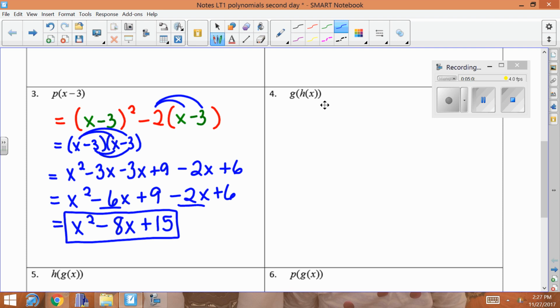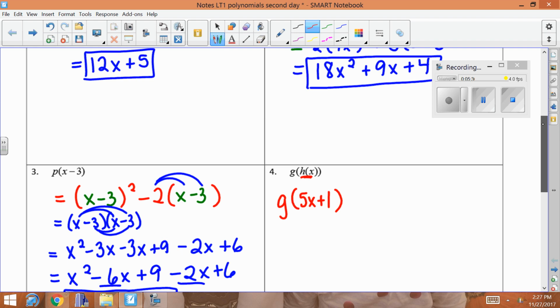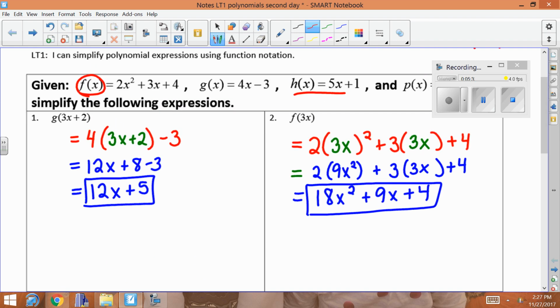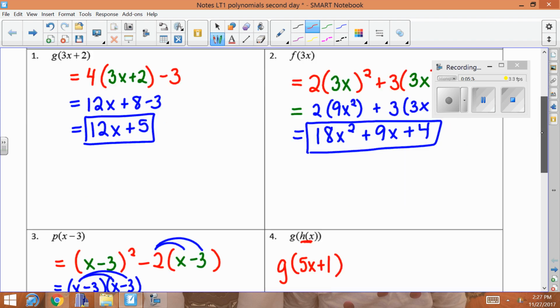What this is actually called is a composition of functions. What it's doing here is you're taking function h and plugging it into function g. Sometimes I'll write it like this: I'll replace the h of x with whatever h of x is. So we're going to do g of the function h of x, and h of x is 5x plus 1. That just comes from our example up here.